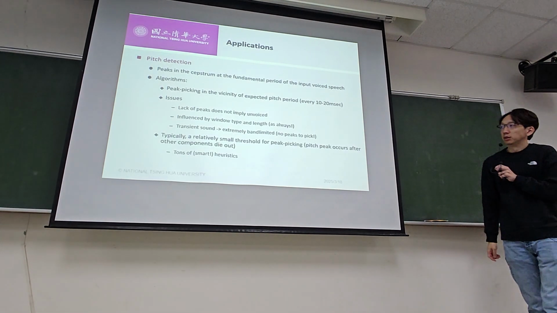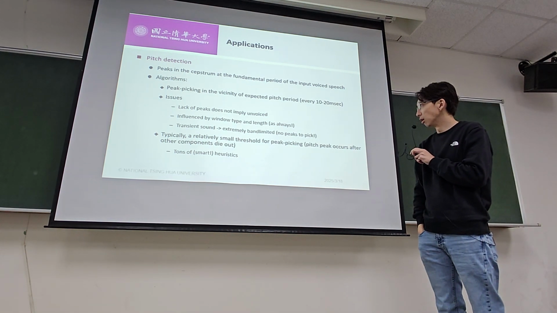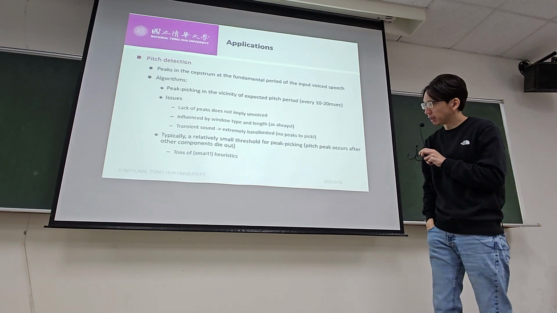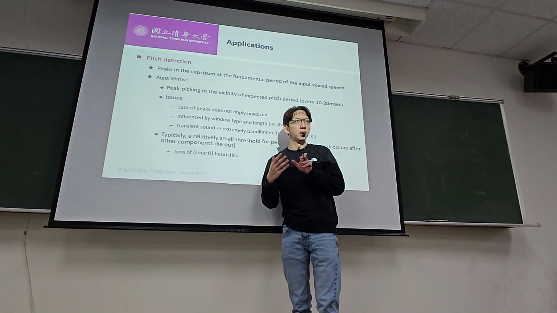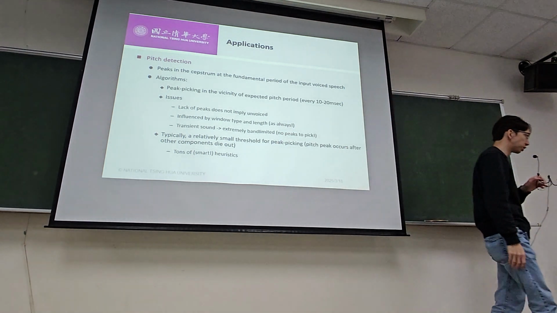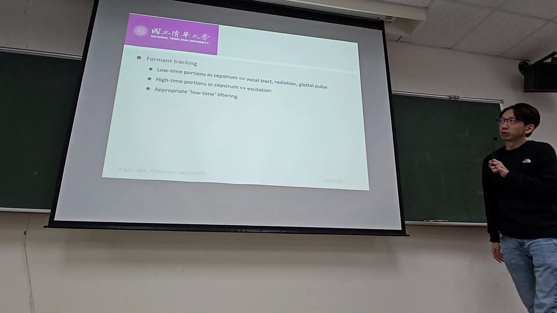Typically a relatively small threshold is used for picking. Peak picking occurs after other components die out, and then there are tons of smart heuristics trying to set rules to say which peak is the right peak, making sure you pick the right peak to be able to do pitch extraction. There are so many works out there. Now we're going to do formant tracking.